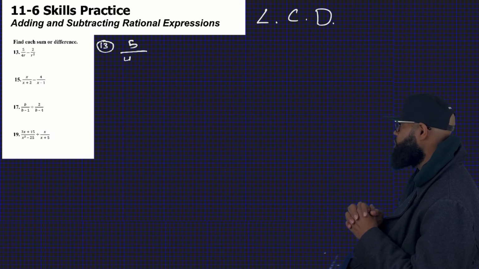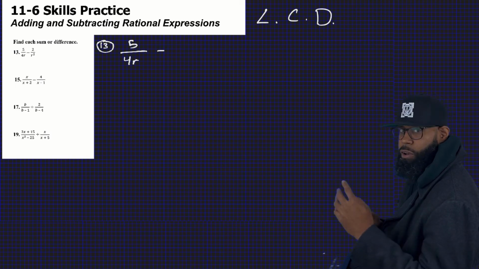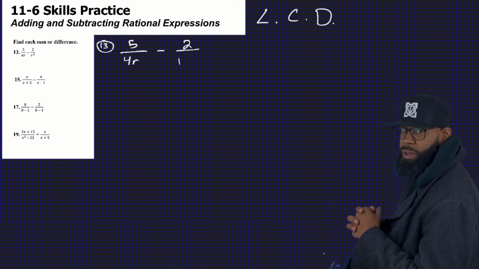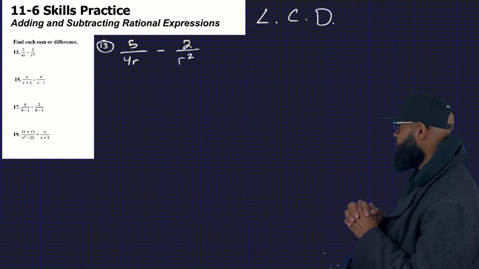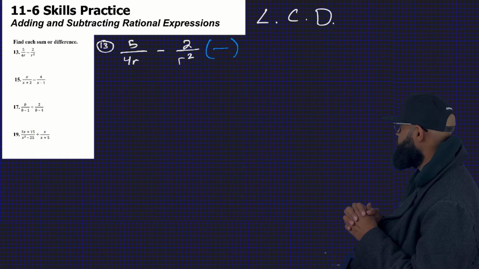So I see that one denominator is 4r. There's a 4 and an r, 2 times 2 times r. Those are my factors if I wanted to factor it all the way out. The second denominator is r squared, which is just r times r. So I'm thinking, okay, well, the first one just needs another r, and the second one just needs a 4.